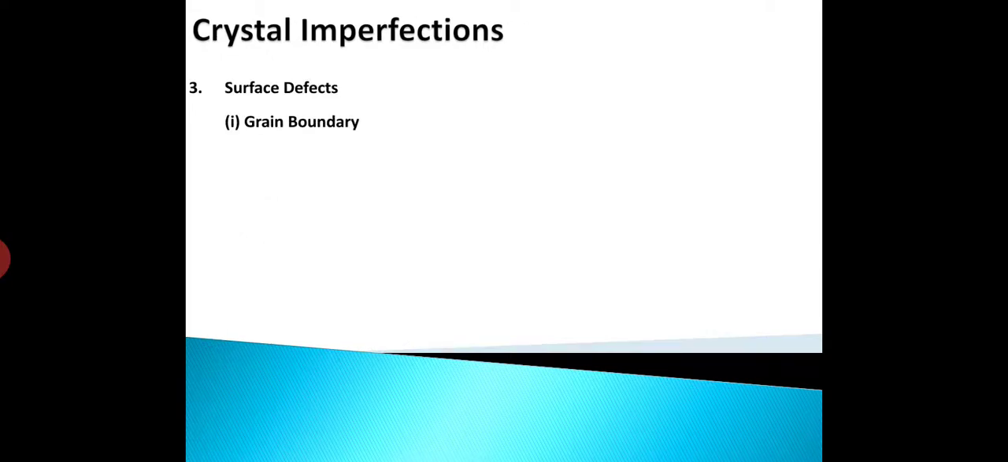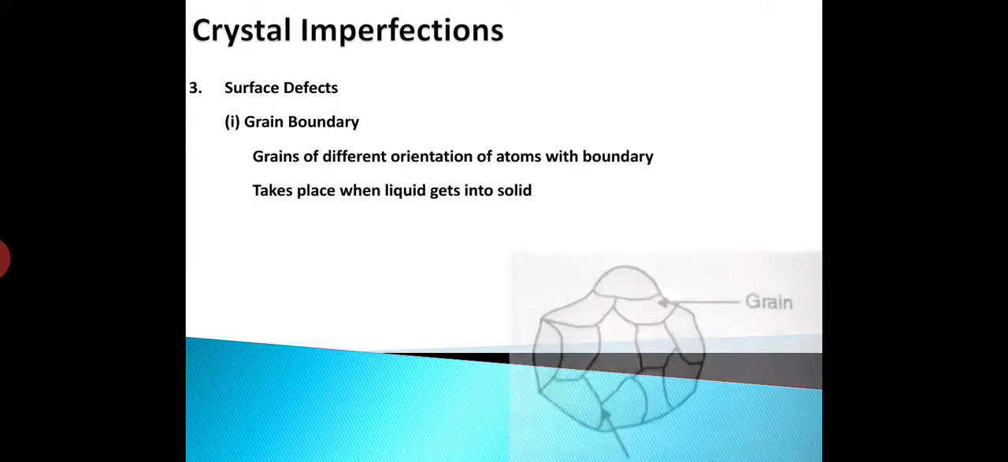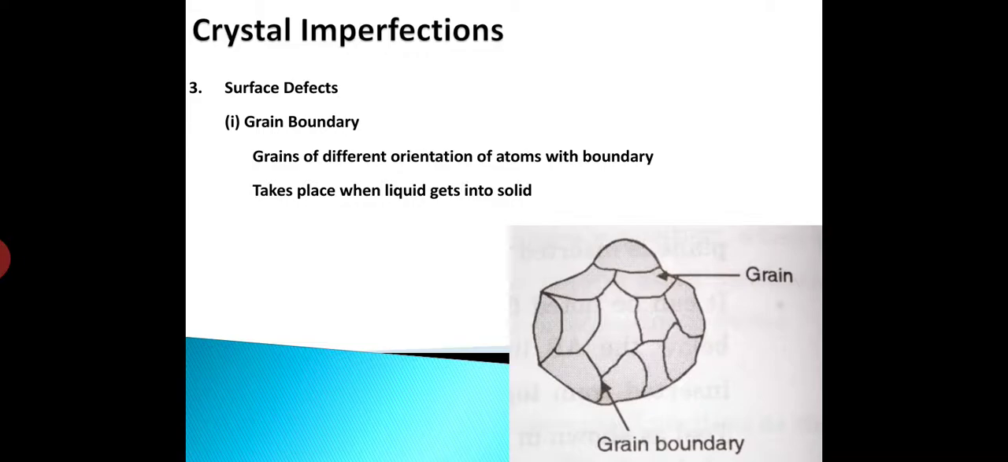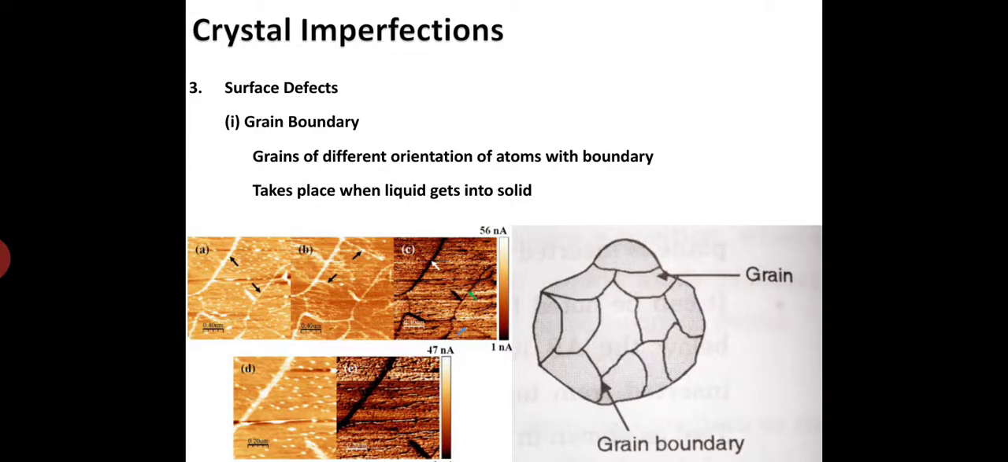The first surface defect is a grain boundary defect. It is due to grains of different orientation of atoms with a boundary. It takes place when liquid turns into solid. So that figure shows a microstructure which contains grains and grain boundaries. If there is a different orientation of these grains and grain boundaries, a grain boundary defect occurs. And another figure shows the view of that grain boundary defect in microscopic images.